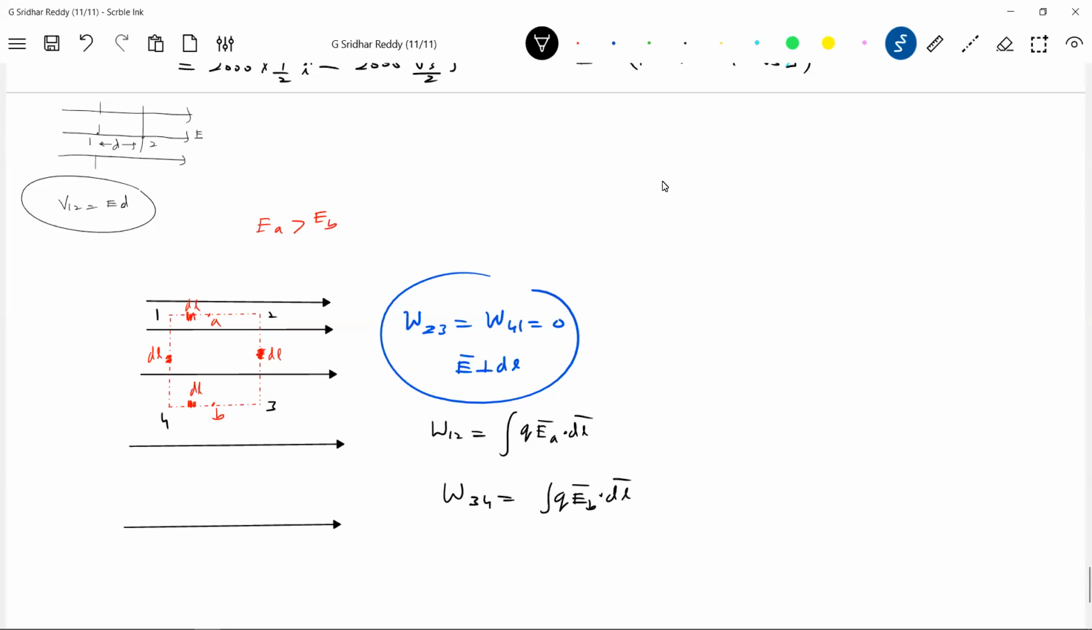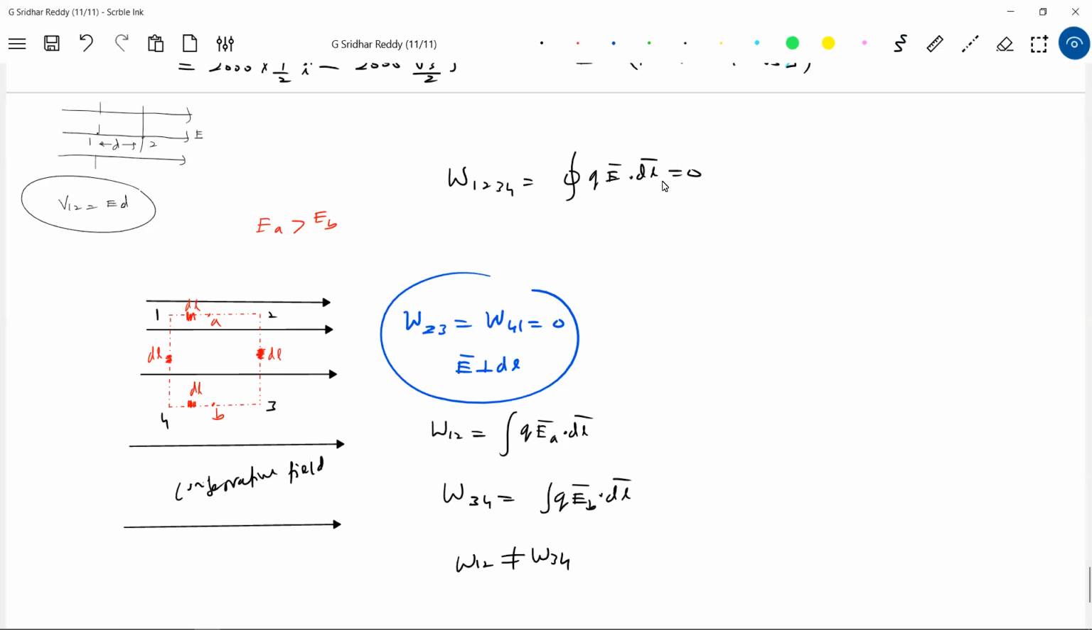But we know it's a conservative field. What is the net work done by a conservative field in a closed path? It should be 0, because it's a conservative field. From this description, I can say that W12 is not equal to W34. So the work in the closed path has in fact become non-zero. Therefore such a field is not possible. It's not conservative, but an electrostatic field must be conservative. So such a field is not possible. Getting the idea?